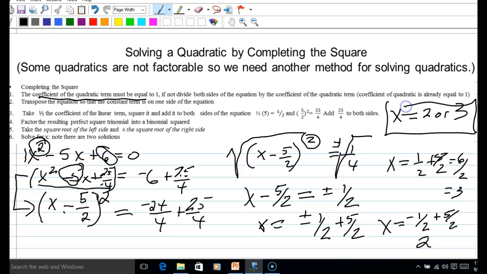Now in this particular case, this trinomial is actually factorable. I could have actually factored this and got the same solutions. But again, the reason that we're looking at completing the square is that not all trinomials are factorable. So in the next example, we'll look at one which is not factorable, and we'll have to use a different method other than factoring to find the solution.